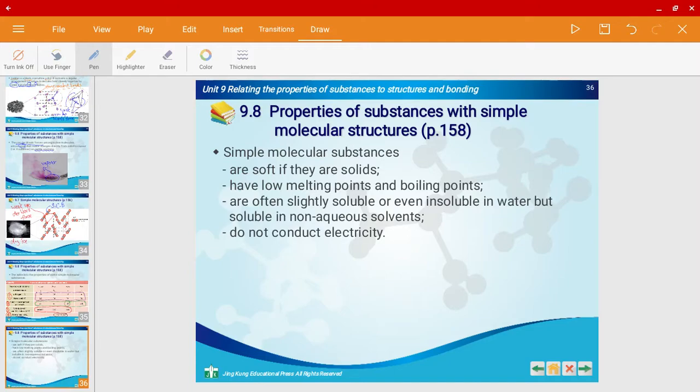Just a quick summary. Simple molecular substances are usually gases or liquids. However, if they are solids, they are soft in nature. We'll see the explanations of all of these in a minute. These substances have low melting and boiling points. They're slightly soluble or even insoluble in water. However, they're soluble in non-aqueous solvents. I'll come to that in a while as well. And finally, they do not conduct electricity. They're not electrical conductors.